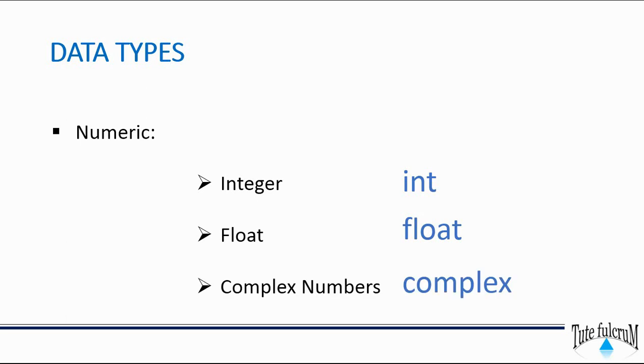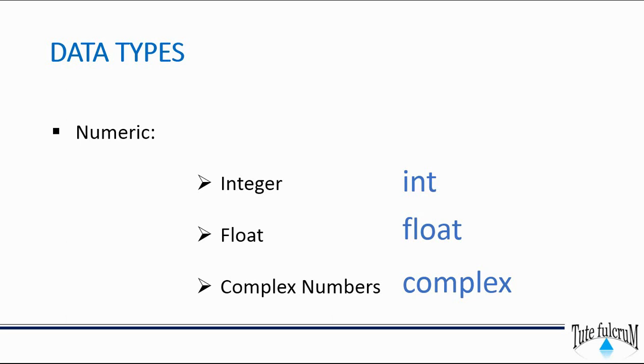You also have a data type complex to handle the complex numbers in Python. So what are complex numbers? They have a real part as well as an imaginary part. For example, if I say 3 plus 4j, 3 is representing the real part and 4 is representing the imaginary part. So those kinds of data are handled using the complex data type in Python.